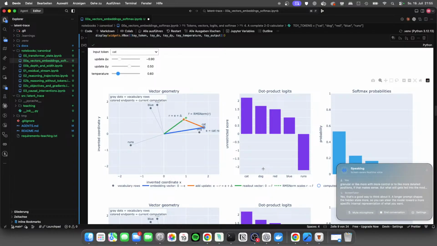Yes, that's a good way to think about it. A longer prompt shapes the hidden state more, so you can steer the model toward a more specific internal representation of what you want. But it's not a single fixed state forever. There's one state at each step, and it evolves as tokens are processed. At any given step, the model uses the current state to produce logits, and those logits are deterministic if the state and weights are the same.